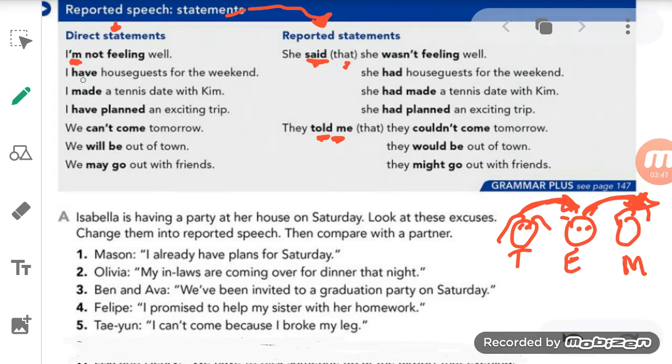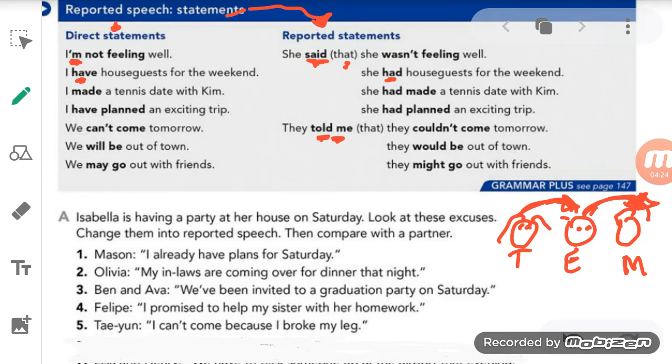Now, it's the same with the other topics. If you have the simple present, then you need to use the past when you transfer the message. Here you have the verb have in present. What is the past? Had. I have house guests for the weekend, said Adorlis. Now, when Esperanza transfers that information, she's going to say, Marlene, the teacher had house guests for the weekend. If the original sentence is in present, you transfer the information to past.